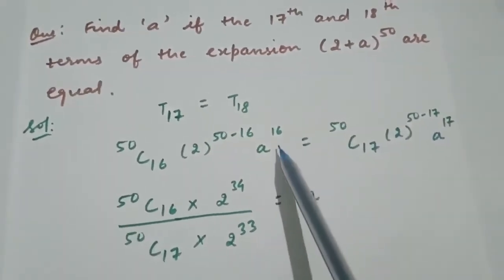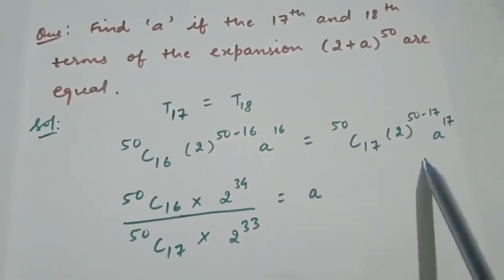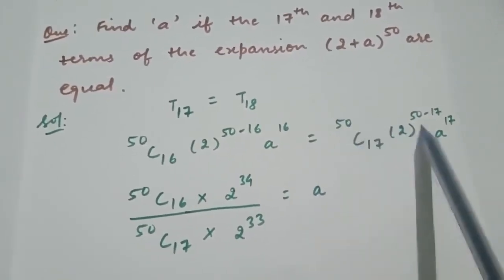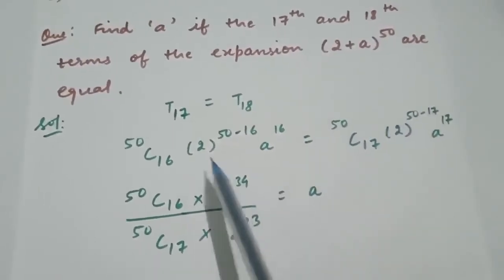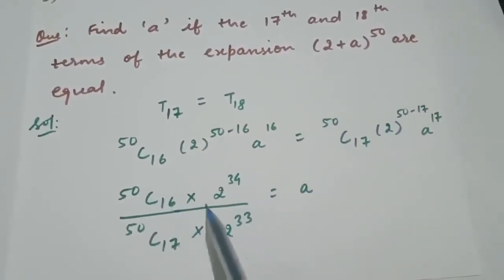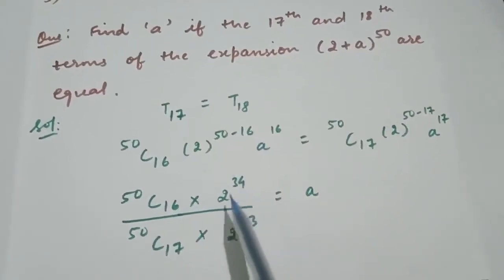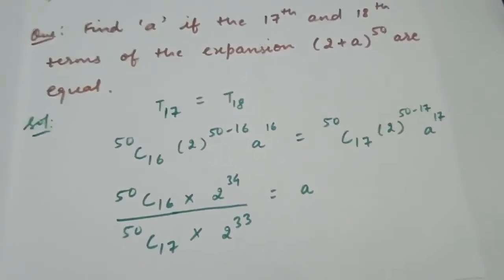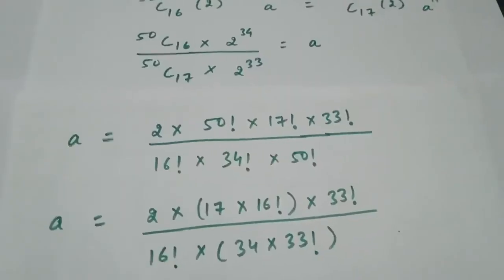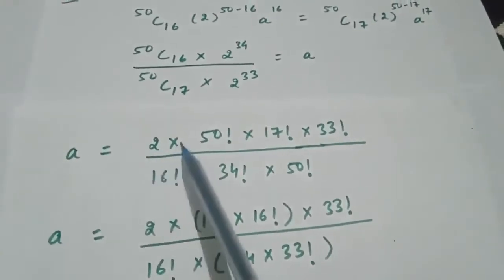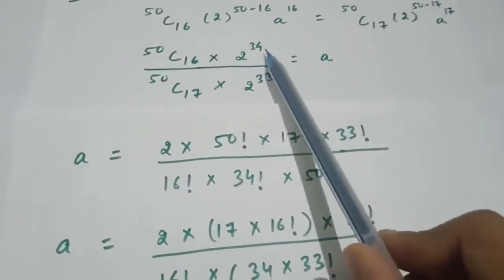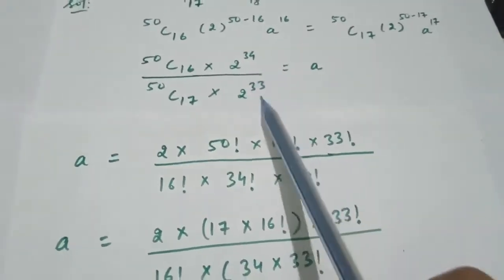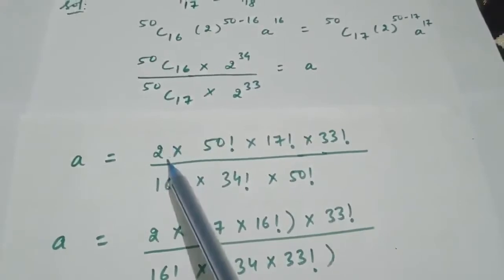So now we are taking this A^16 this side. So you will get A at this side, and take this term this side in the denominator. So you will get 50C16 * 2^34 divided by 50C17 * 2^33. Now A will be equal to, see, this is 2^34. In the denominator it is 2^33. When you cancel out, 2 will be left in the numerator.